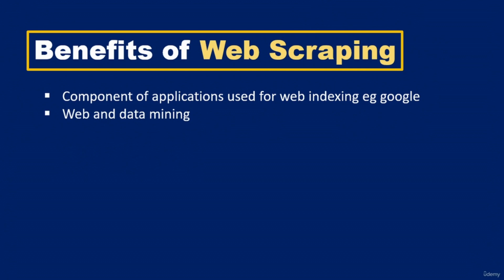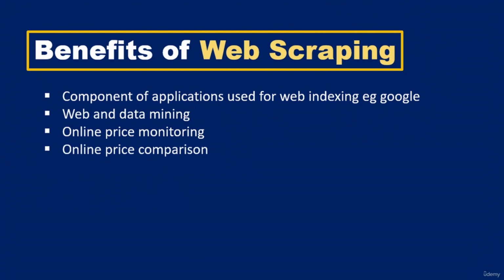You can use web scraping for online price monitoring. If you want to monitor the price of certain items online, you can do that. You can also use web scraping for online price comparison. If you want to compare the price of different items, you can do that through web scraping. You can also use web scraping for product review. If you want to analyze and watch your competition, you can do that using web scraping.